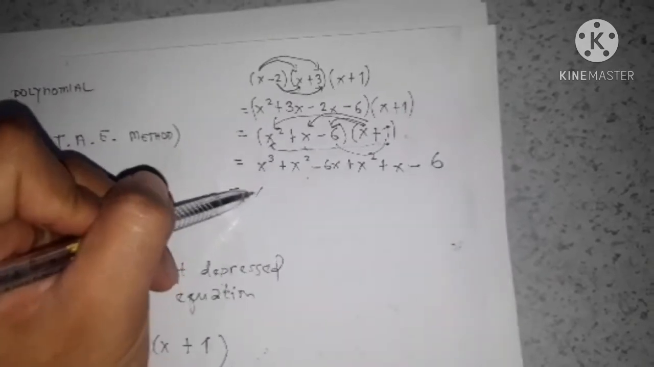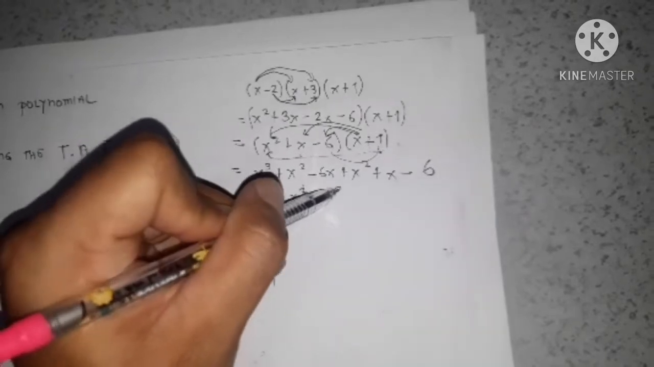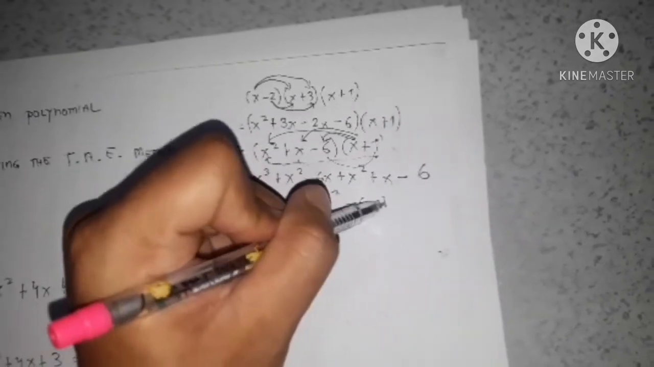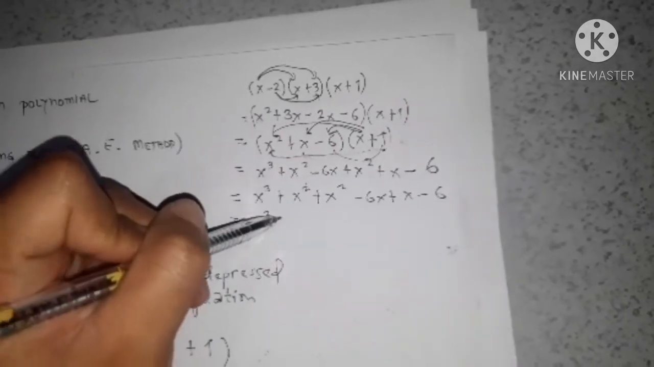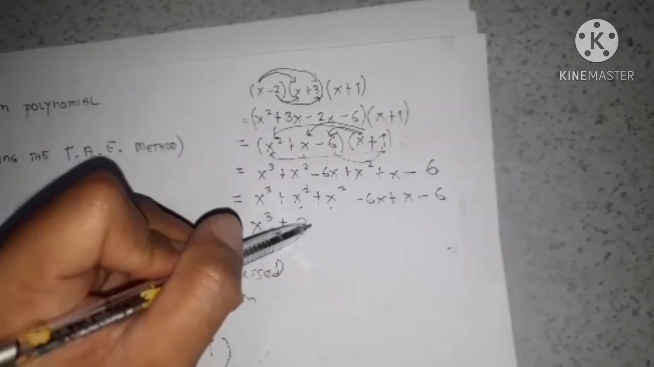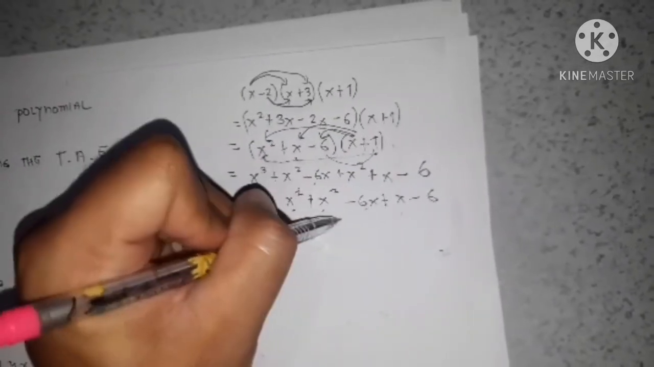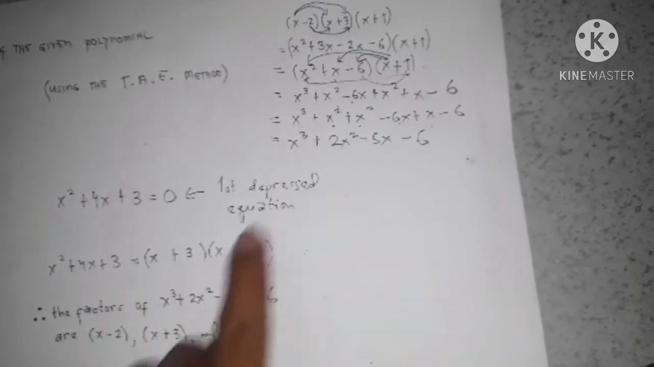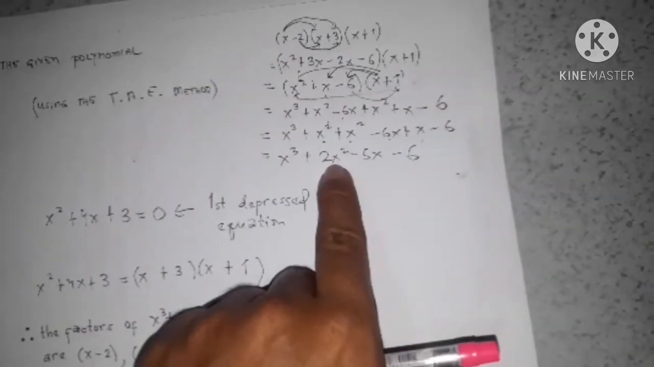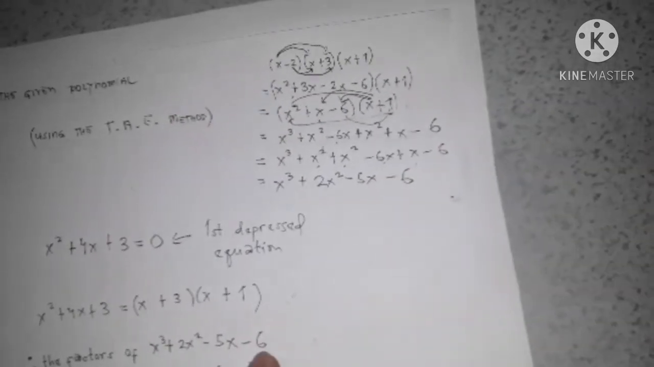Ayun, combining the like terms, you have x cubed plus x squared. So, paglapit-lapitin muna natin, so, minus 6x plus x minus 6. So, combine the like terms, you have x cubed, x squared plus x squared is 2x squared. And then, negative 6x plus x is negative 5x minus 6. Tingnan natin kung nag-match ba. So you have x cubed, 2x squared, negative 5x, negative 6.